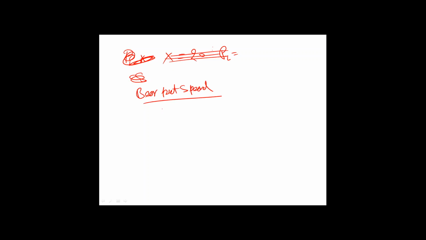In bear put spread, what do we do? If you have problem listening, please let me know. So in bear put spread, we sell a put option with a lower strike price. And at the same time we buy a put option with a higher strike price. So basically it's puts.